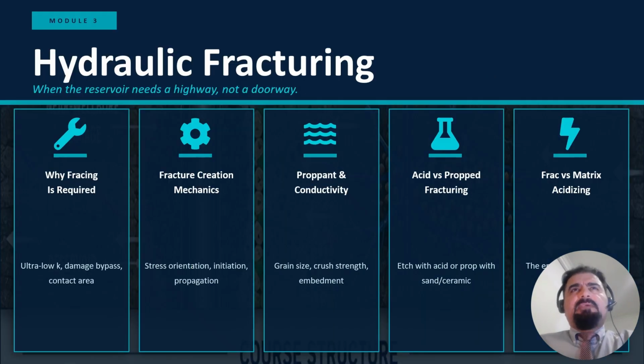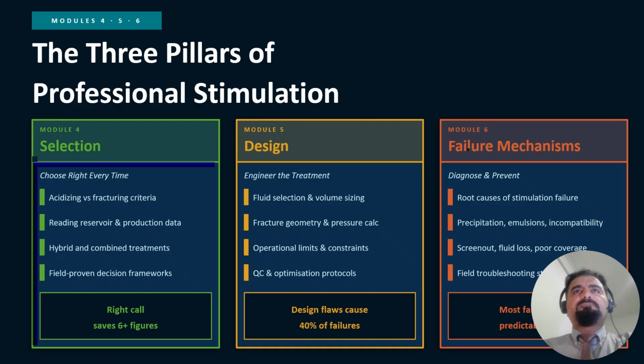Module 3 is hydraulic fracturing, when the reservoir needs a highway, not a doorway. You will cover why fracturing is required in tight reservoirs, how fractures initiate and propagate, how proppant selection determines long-term conductivity, and when to etch with acid instead of propping with sand. The module closes with the engineering decision that defines the treatment, fracture or matrix acid.